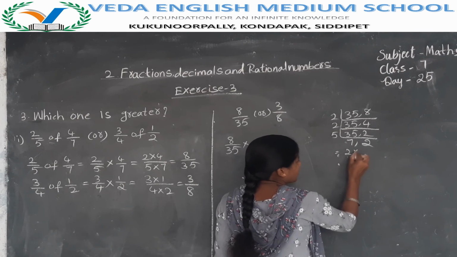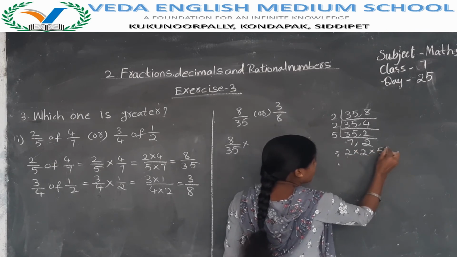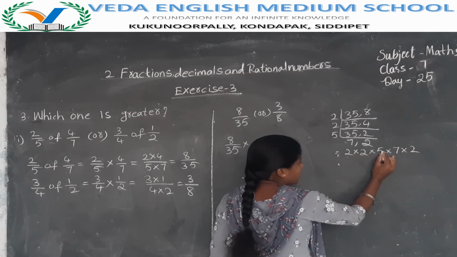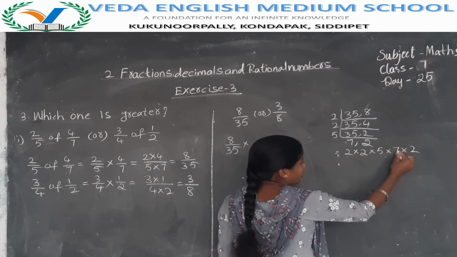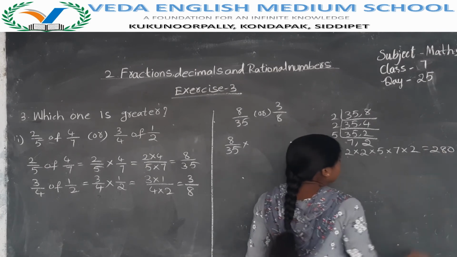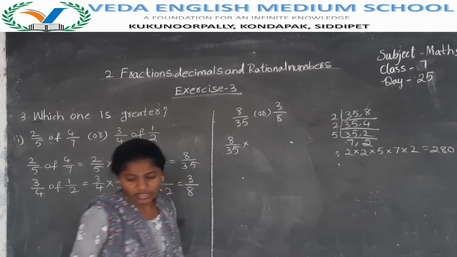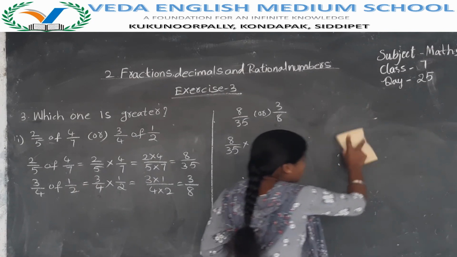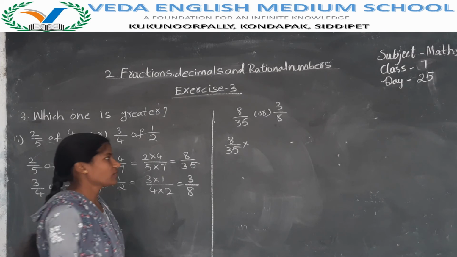Now multiply all the numbers. 2 into 2 into 5 into 7 into 2. 2 2s are 4. 4 5s are 20. 20 7s are 140. 140 2s are 280. Our LCM becomes greater. So LCM పెద్దగా అవుతుంది కదా నాన్న. So there is no need to take LCM. Without doing LCM, we go for the solution. LCM తీసుకోకుండానే solution find out చేద్దాము.